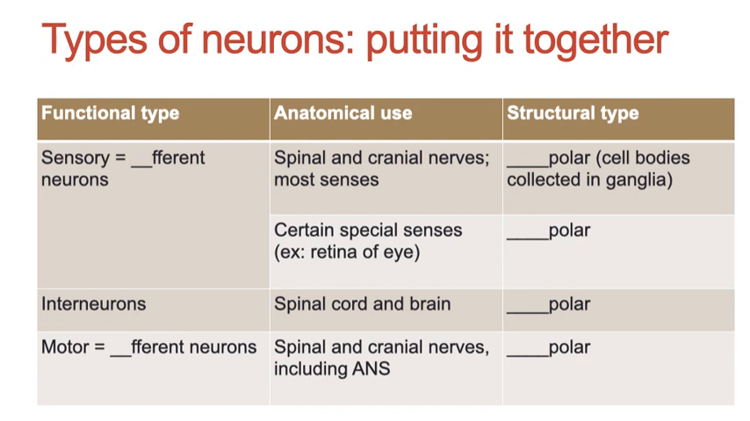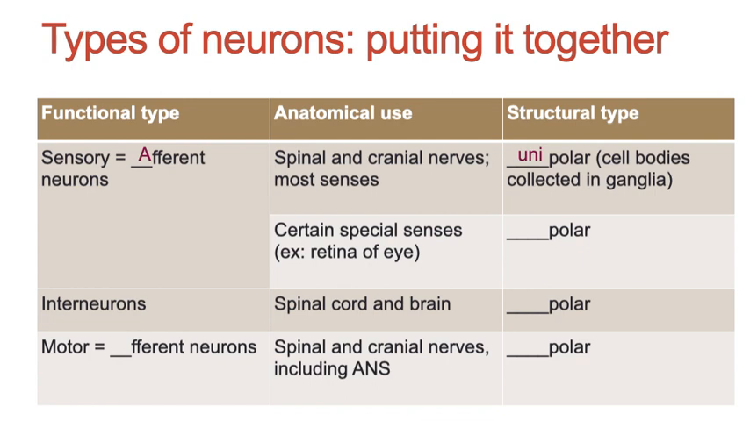All right, so starting functionally, we have sensory neurons. Sensory neurons are also called afferent neurons. These anatomically are going to be those neurons that are spinal or cranial nerves, and they transmit most senses as well as special senses. The typical ones are going to be unipolar, meaning they have cell bodies and one projection coming from that body, although as we've discussed, this is really pseudo-unipolar.